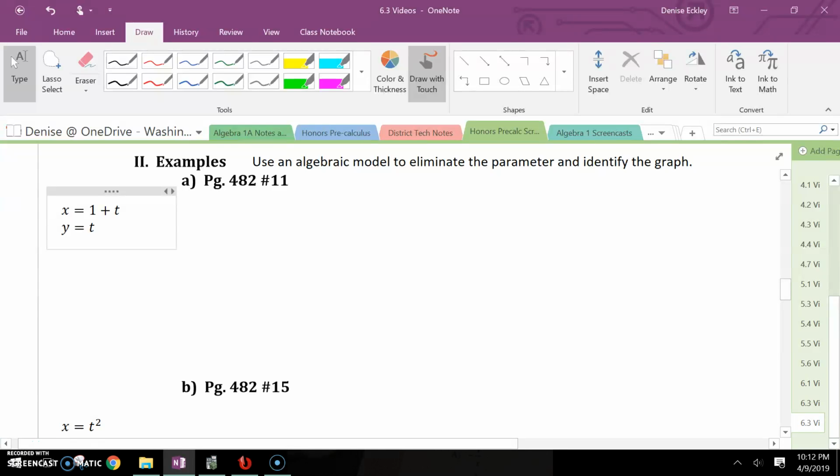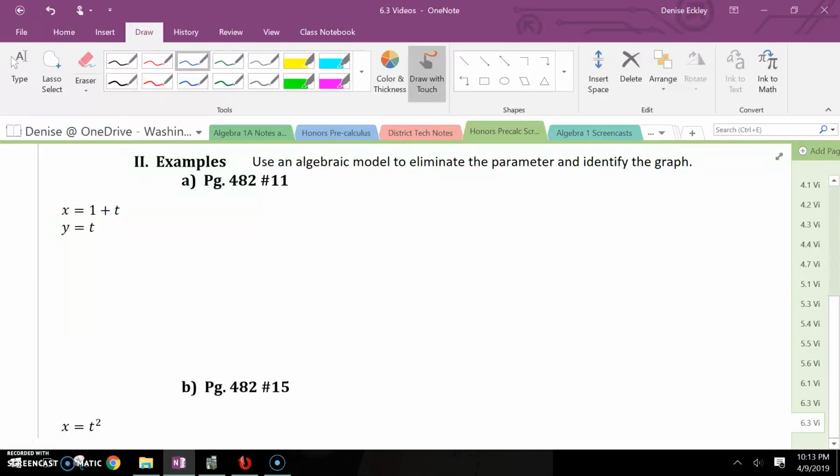Okay, page 482, numbers 11 and 15. There's similar problems with the exact same directions, so I'm going to do them together. What we're asked to do is to eliminate the parameter algebraically, so use an algebraic model to eliminate the parameter, and then identify the graph.